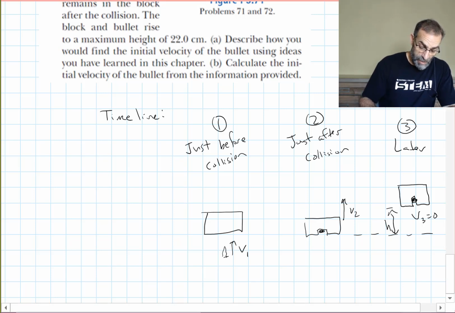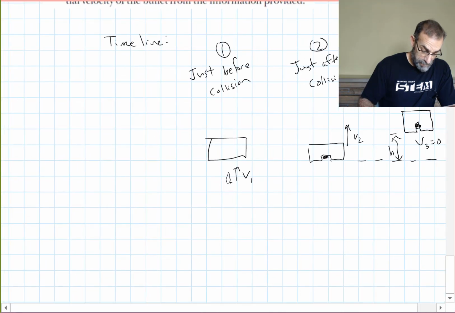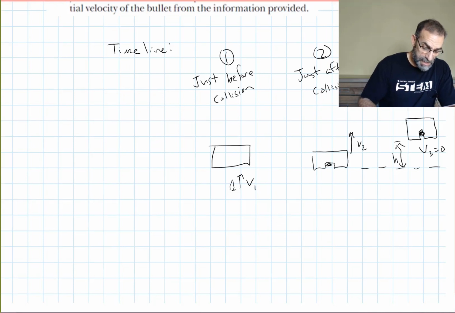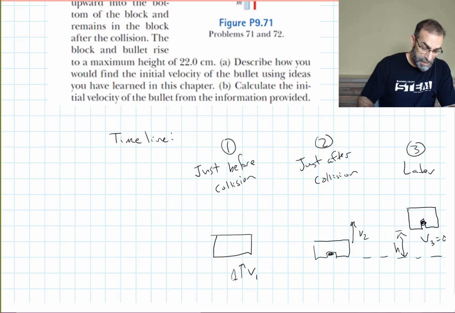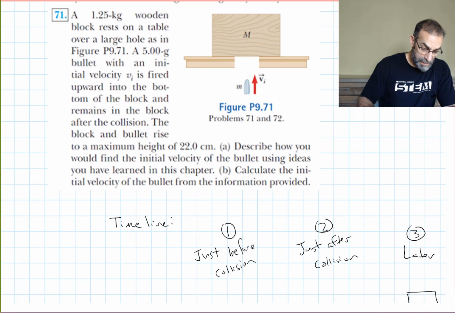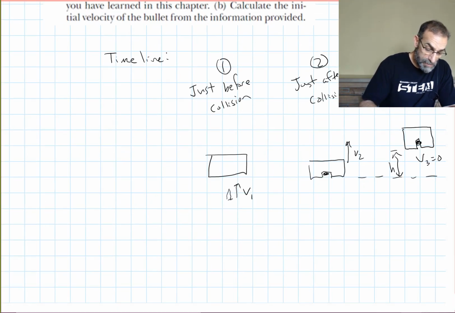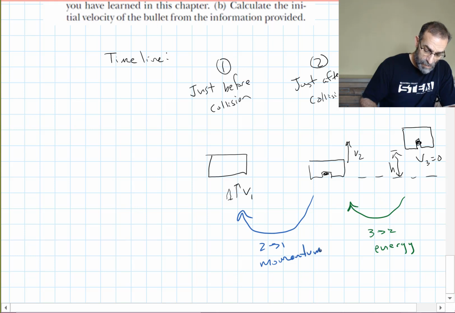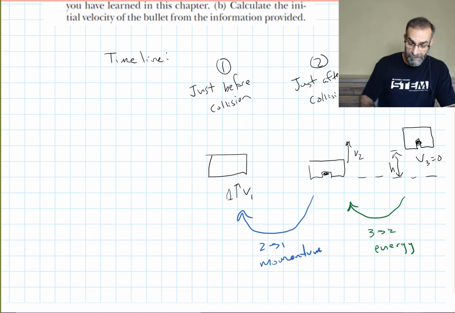So it's like a ballistic pendulum problem. Exactly. Okay, so we're working backwards trying to find V initial. We're given the masses. We're given the height that the thing goes up. So we'll work backwards. We'll go from 3 to 2 using energy. And we'll go from 2 to 1 using momentum. Always go through the collision with momentum.